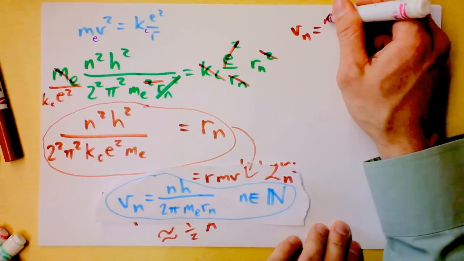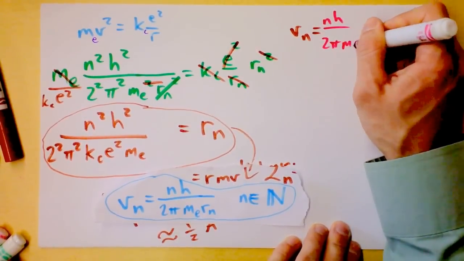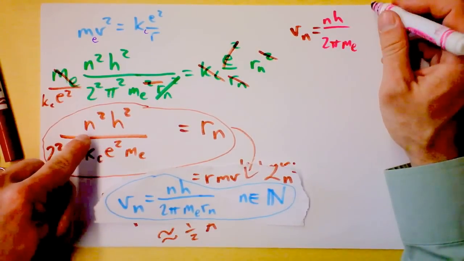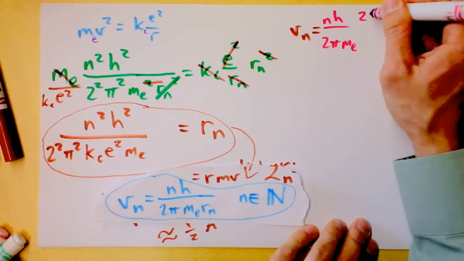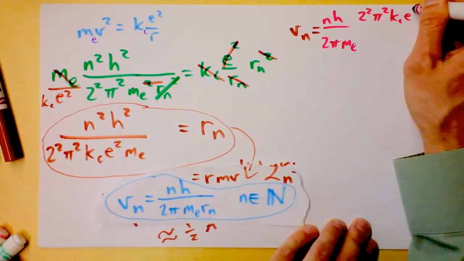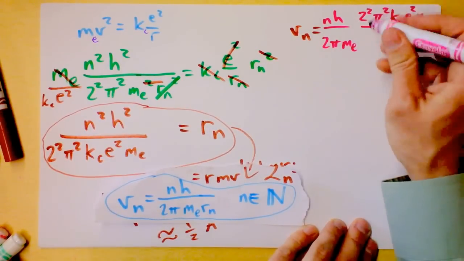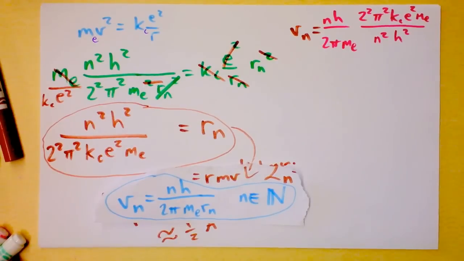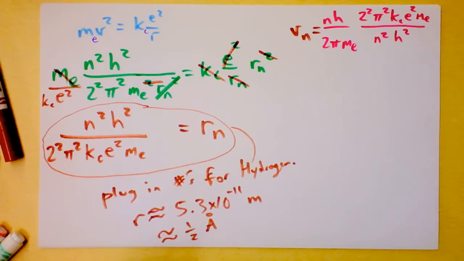So I'm going to have n times h over 2 pi times the mass of the electron, and now I need to divide by this stuff right here. So I'm going to multiply by its reciprocal. I get 2 squared pi squared kc, the fundamental charge, the mass of the electron, and then I have to divide by n squared and h squared. Ding! Let's clean this up a little bit.